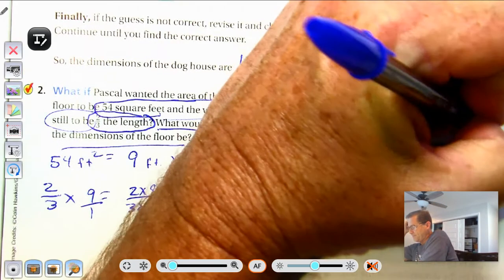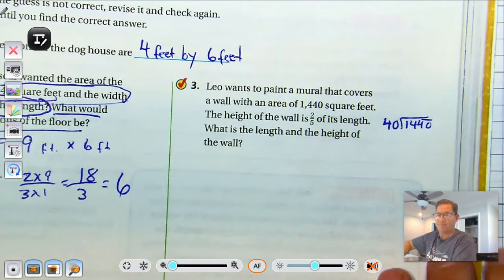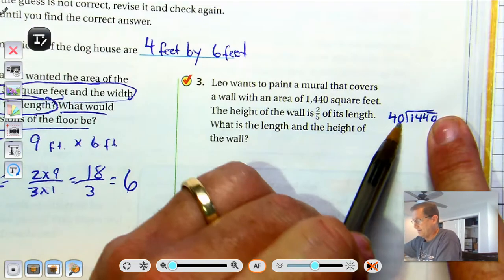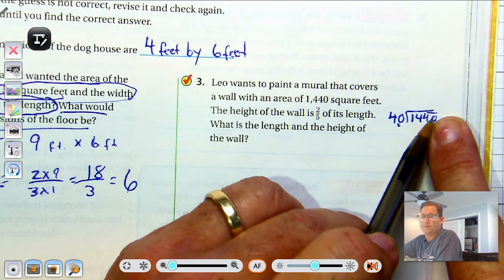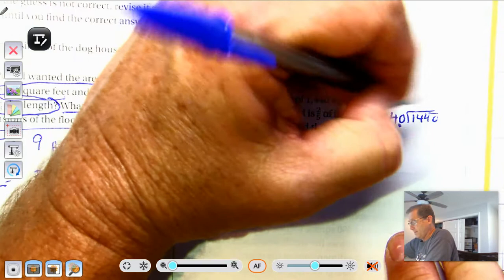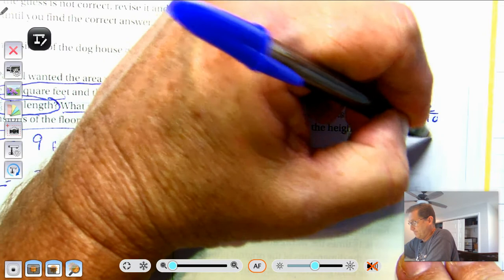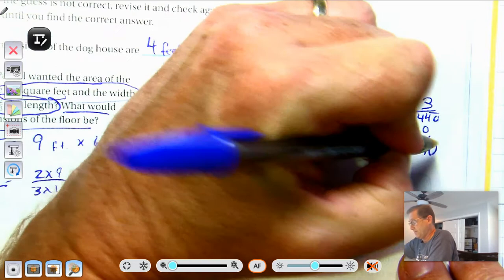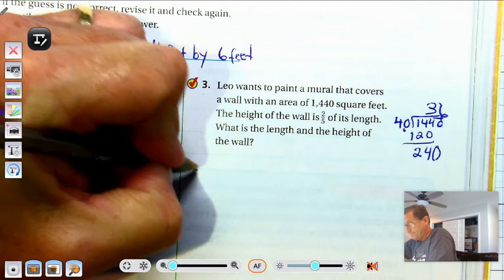Let's see. Is 40 a factor of 1440? I think it is, because if I divide it by 10, I'd have 144 divided by 4, and 144 is divisible by 4. So let's try 3. 3 times 40 is 120. That would leave me a remainder of 24, bring down the 0, so 36. So I'm going to guess 40.